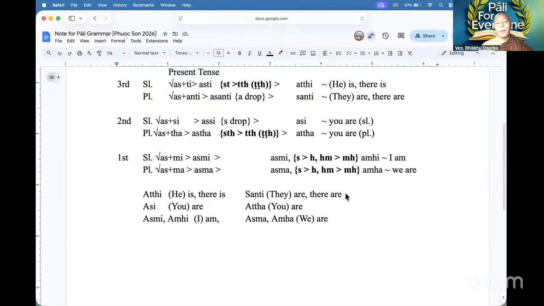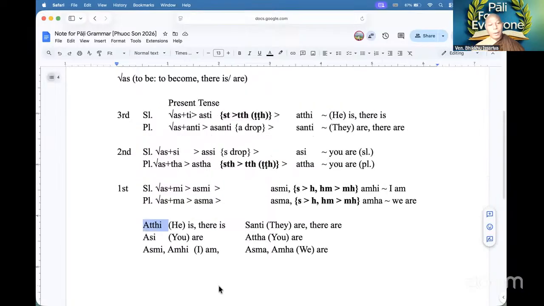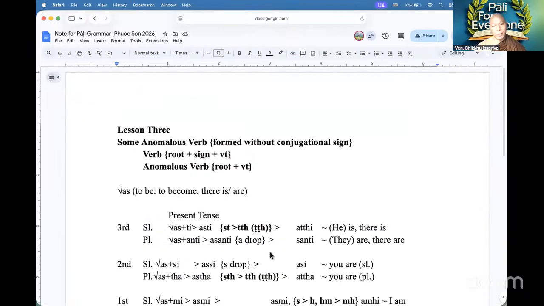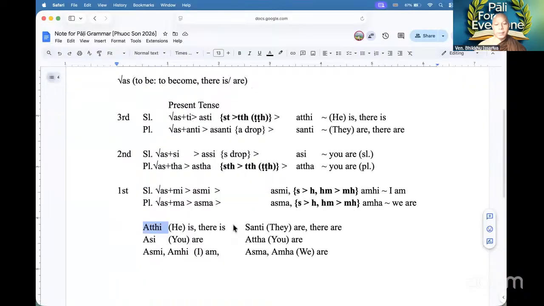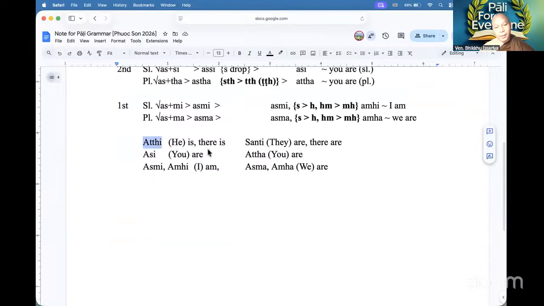So okay, now ati. Actually this one is anomalous, so by applying the previous four we could not understand it. That is why we need to practice to be familiar with it, and why we should read it. Ati, he is, there is; sandi, they are, there are; asi, you are; ata, you are; asami, me, I am; asama, ma, we are.